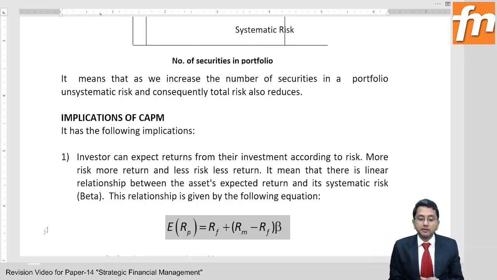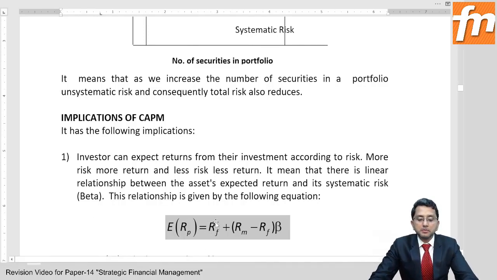Now, how to calculate reasonable expectation of investor is given by CAPM. It says ERP, that is the ideal expectation of return of the investor. So why E? E for expected. What is RP? Return on portfolio. It may be a single security portfolio, two securities portfolio, three securities portfolio, or even n securities portfolio. ERP stands for expected return on portfolio, right? So expected return on portfolio is equal to minimum RF, minimum risk-free rate of return.